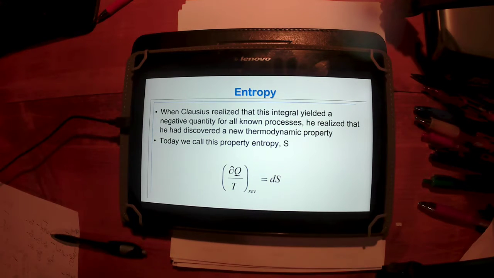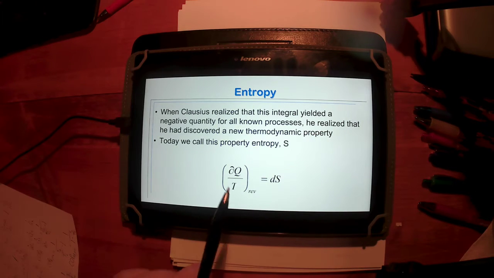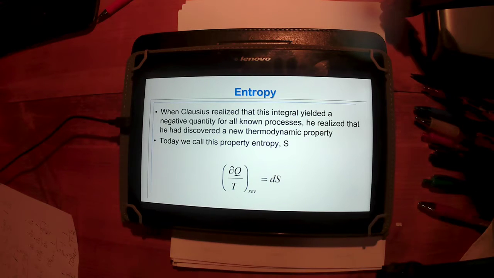As we said, our friend Clausius discovers this new property. An amount of heat transfer divided by the temperature at which that heat transfer occurs is going to cause a change in entropy. Right?